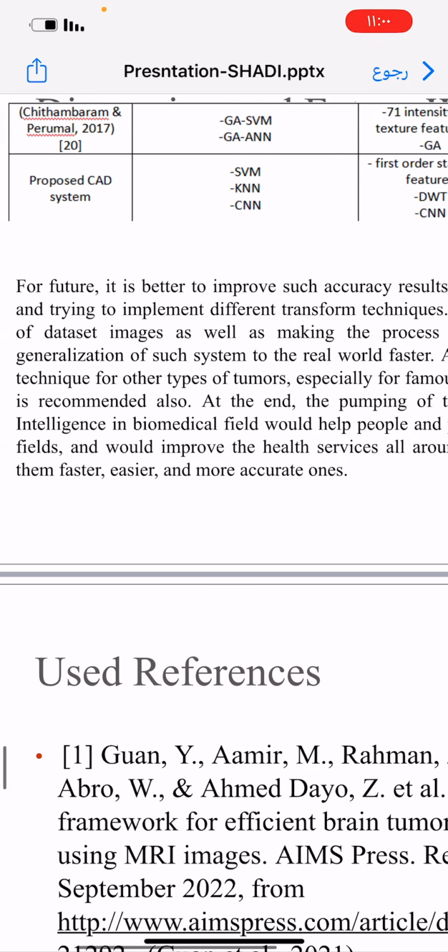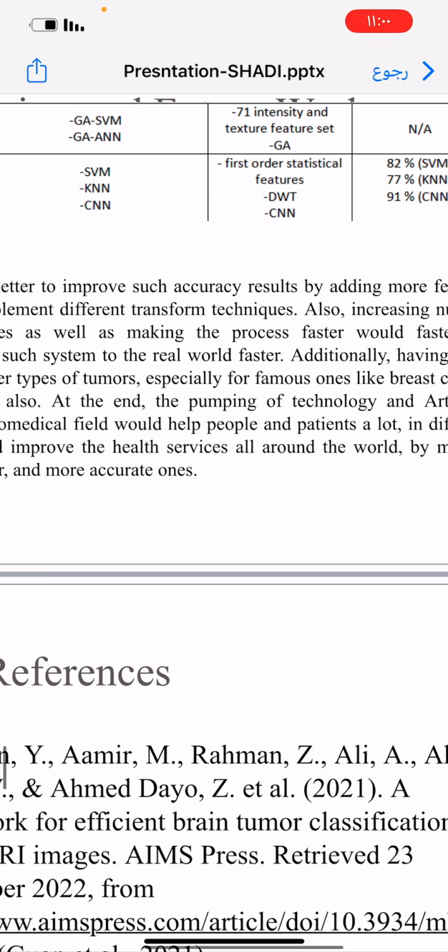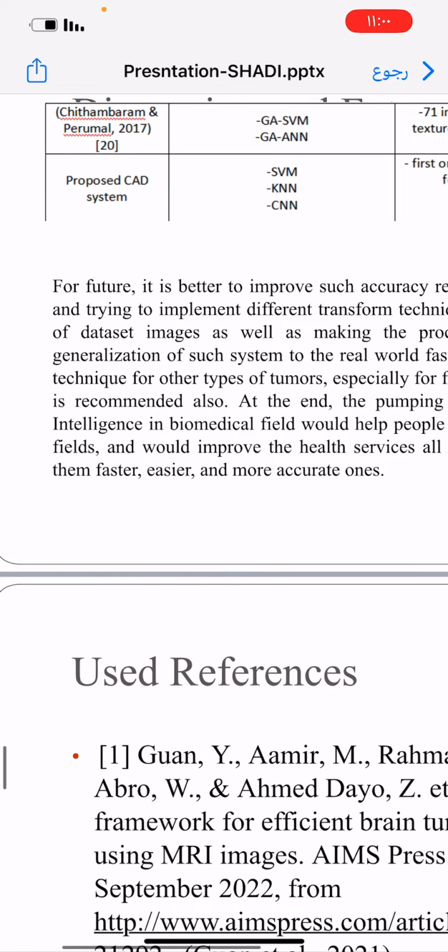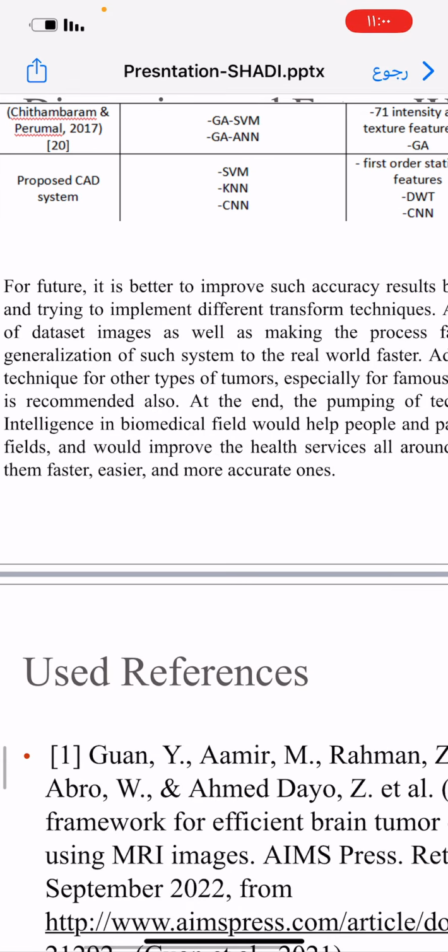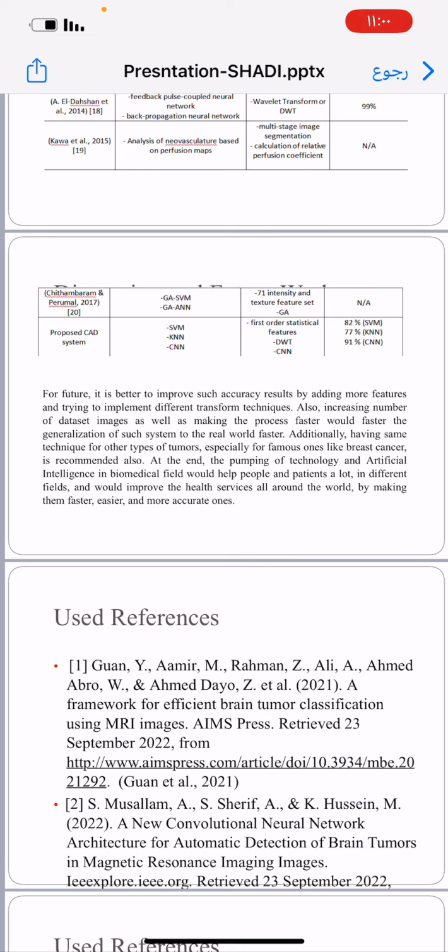Additionally, having a technique for other types of tumors, especially a famous one like breast cancer, is also recommended. This is just for brain tumor, and meningioma especially, and could be generalized to other brain tumors.